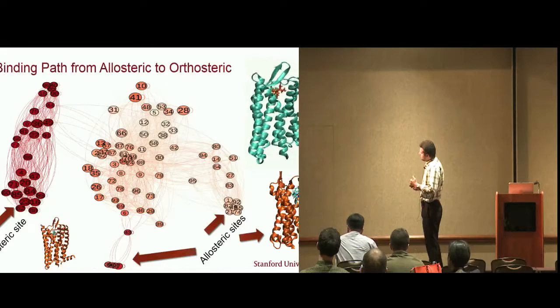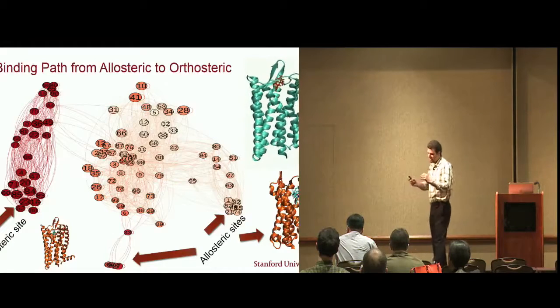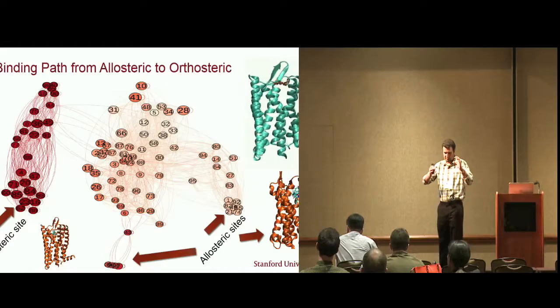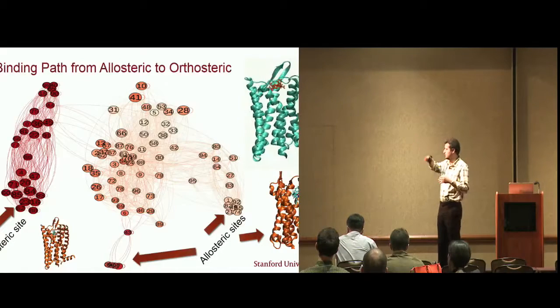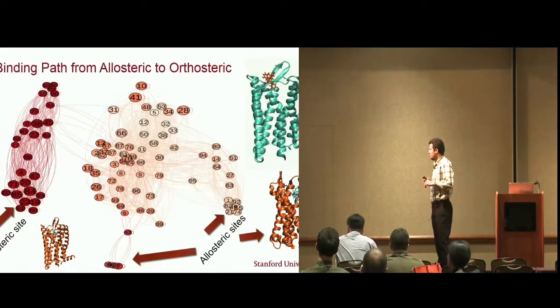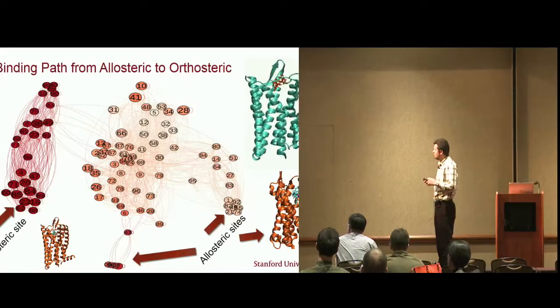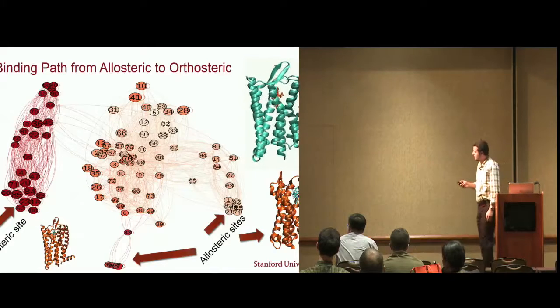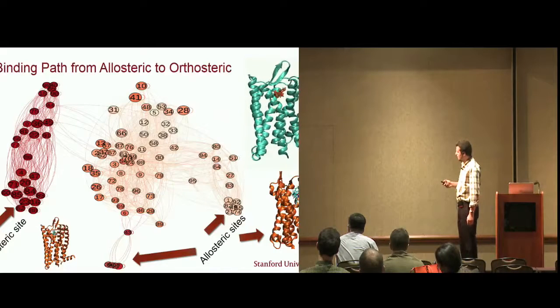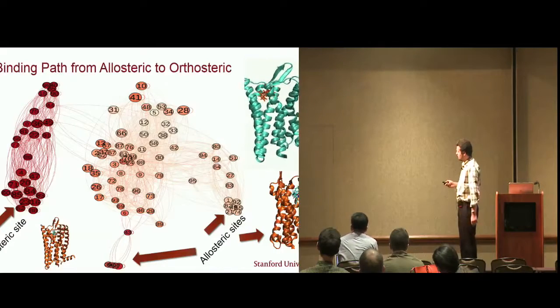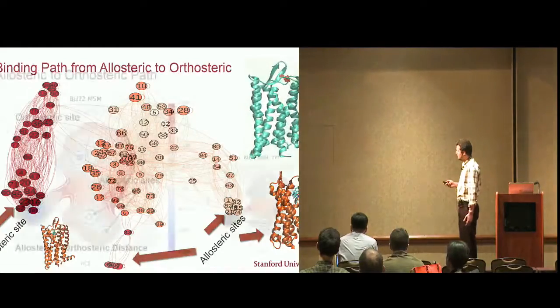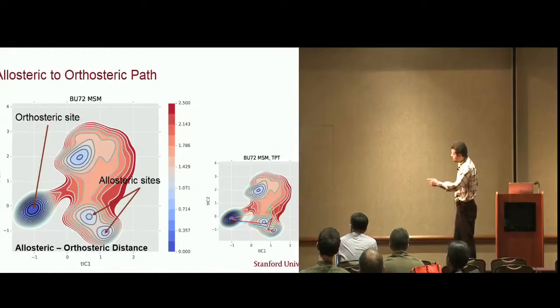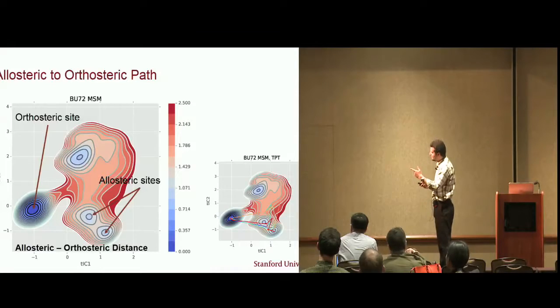And the interesting part, this is a kind of MSM movie. It shows how the ligand goes through the very tortuous path that it has from the allosteric site to the orthosteric site. So thanks to the computational power that we have, we could see the path that the drug takes in order to go to the orthosteric site. And we also found some very high probability paths using the Markov State Model.